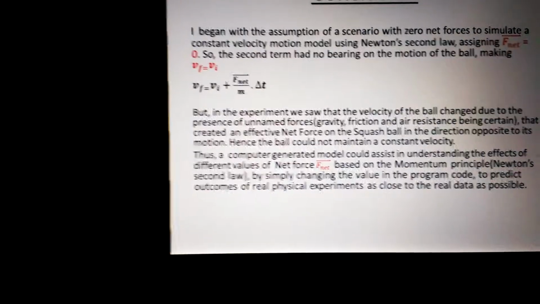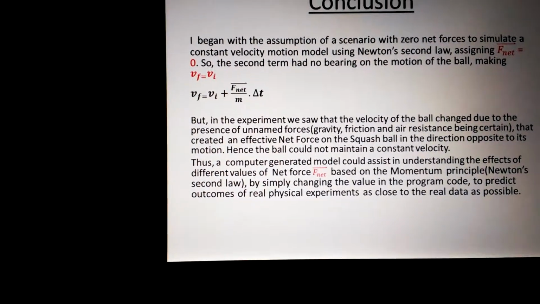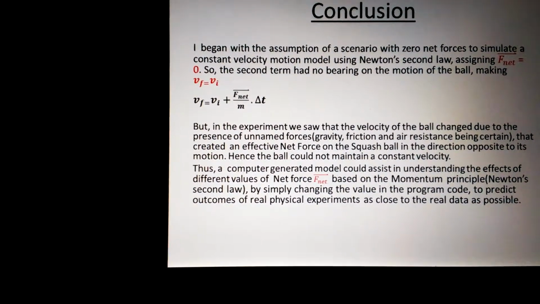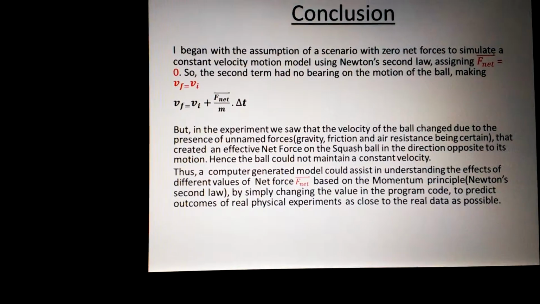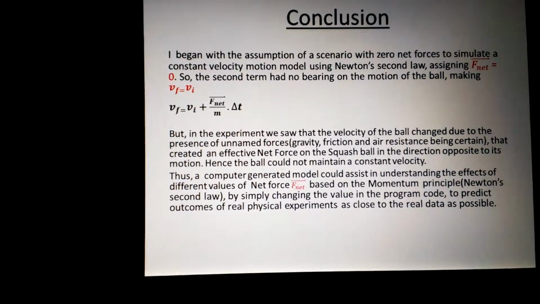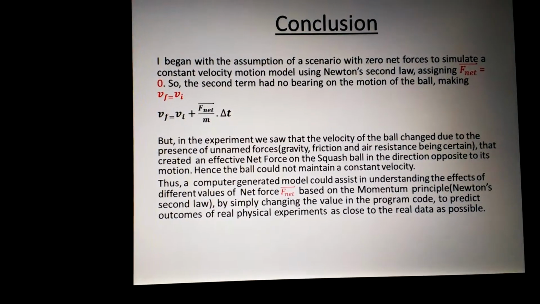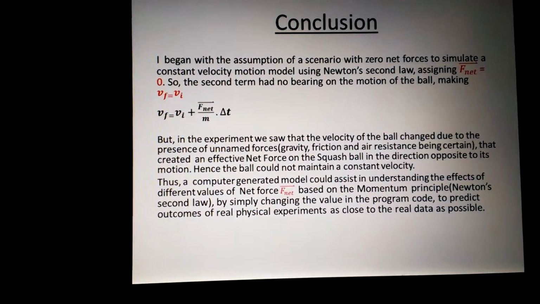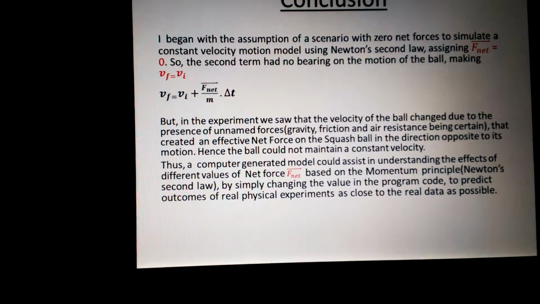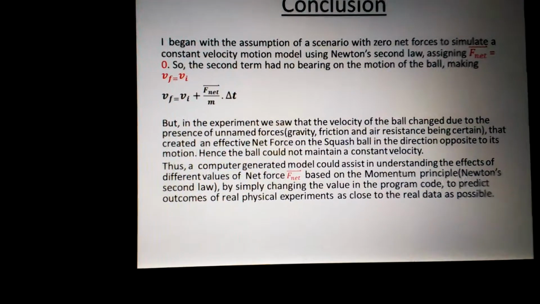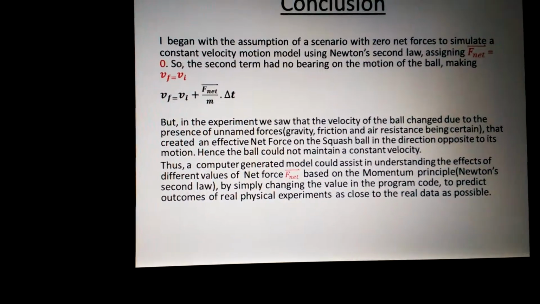For the conclusion, I will say I began with the assumption of a scenario with zero net forces to simulate a constant velocity motion model using Newton's second law, assigning F net equal to 0. So the second term in the equation shown here had no bearing on the motion of the ball, making final velocity equal to initial velocity.